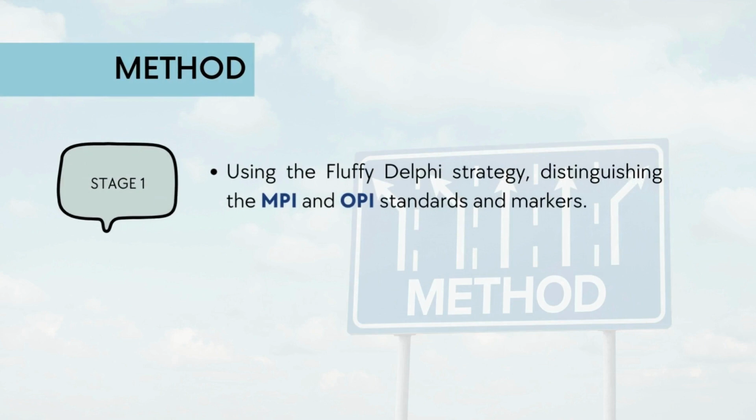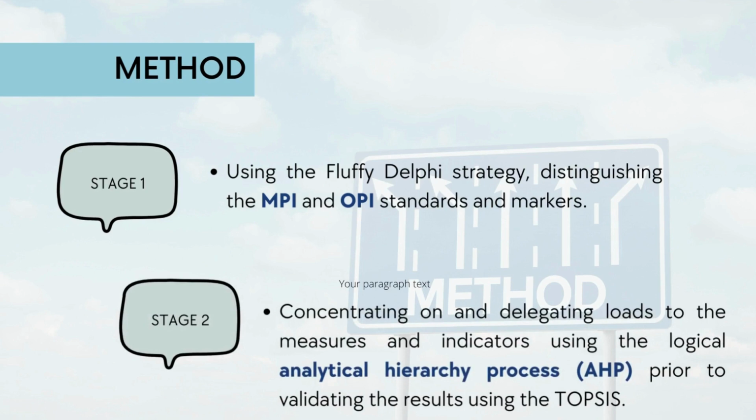The first stage uses the Fuzzy Delphi strategy to distinguish the MPI and OPI standards and markers. The second stage concentrates on assigning weights to the measures and indicators using the Analytical Hierarchy Process, AHP, before validating the results using the TOPSIS.